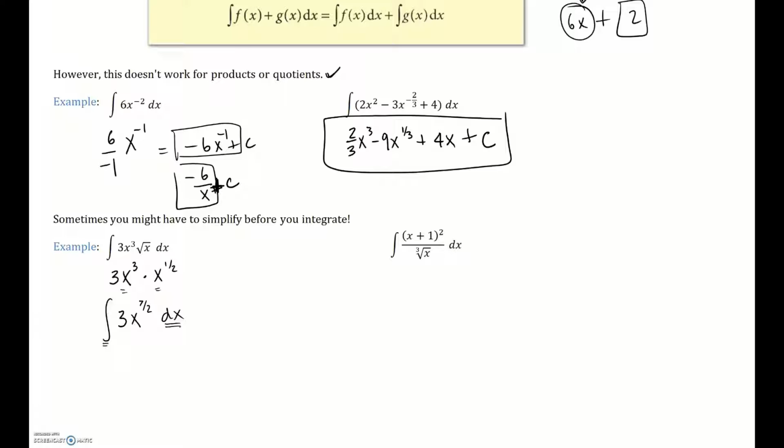All right. Cool thing I'll tell you later too is that 3 can go out front, and you can kind of ignore it till the end. It's a writer. It doesn't need to be there. It's just something that multiplied that x to the 7 halves. But I'm not going to do that yet. I'll do that later.